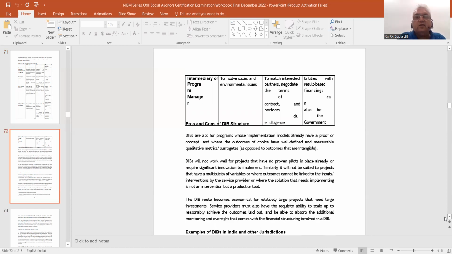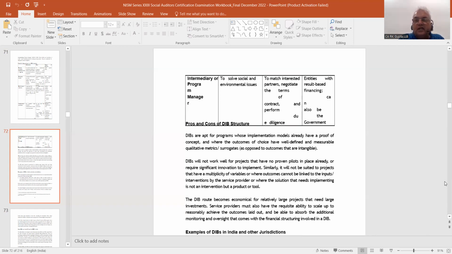Now then, intermediary or program manager. What will they do? To solve the social and environmental issues, they will match interested partners. They will negotiate the terms of contract and perform due diligence. And these will be the entities with result-based financing, which can also be the government. Now let us see what are the pros and cons of this development impact bond structure.